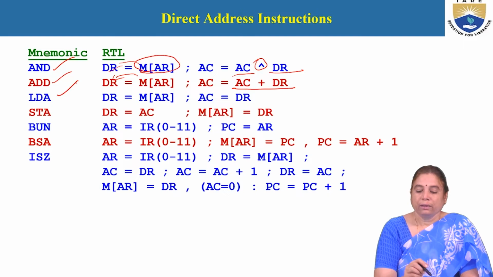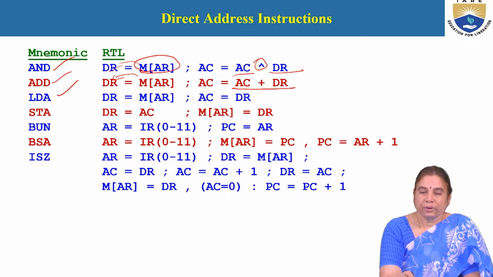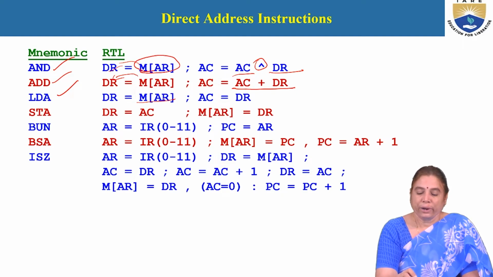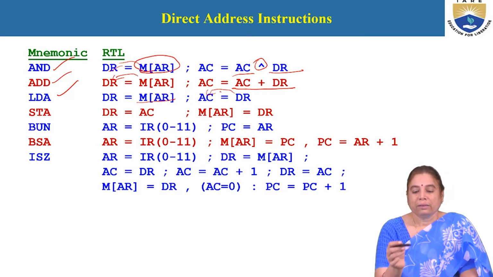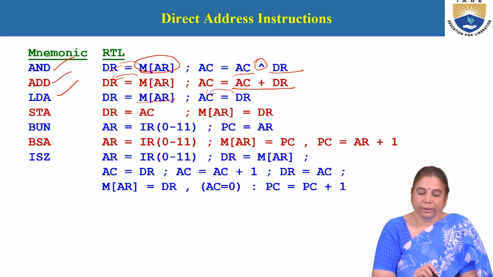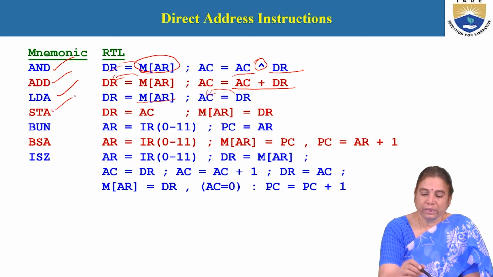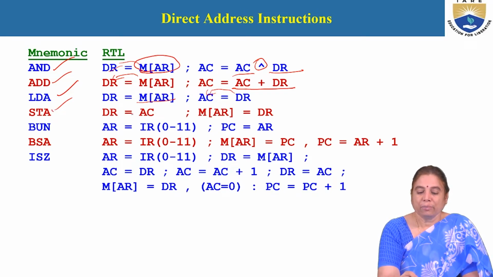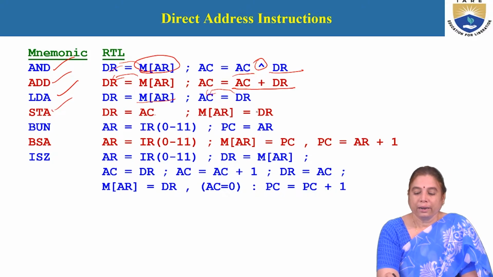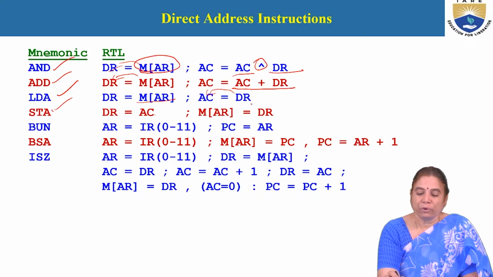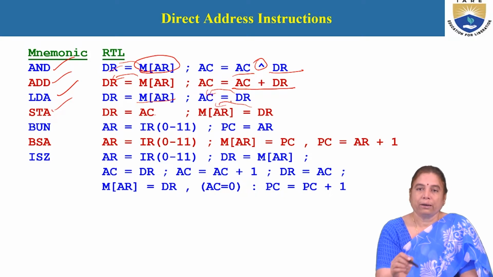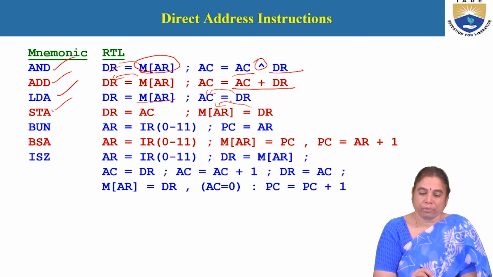So here the data register can be assigned with the memory word that is pointed to with the help of the address register, and the data register value can be assigned to the accumulator. Next, STA. So here the accumulator value can be assigned to the data register, and the data register value can be moved to the memory pointed to by the address register.